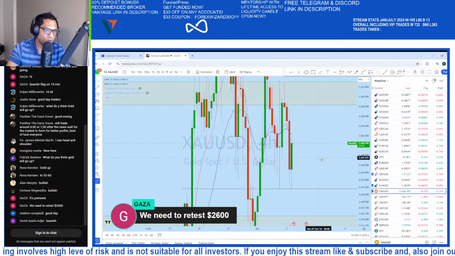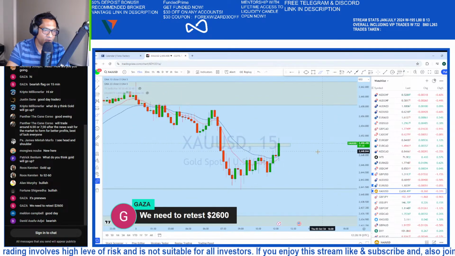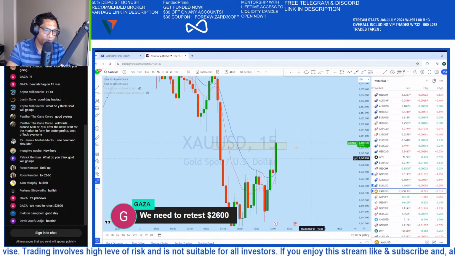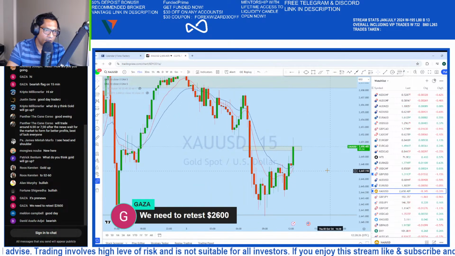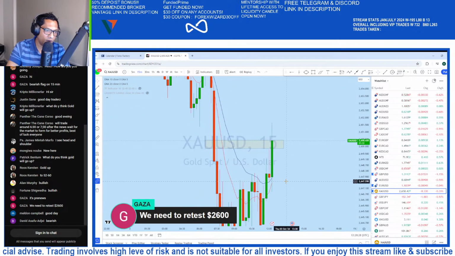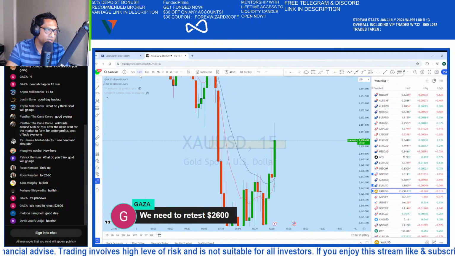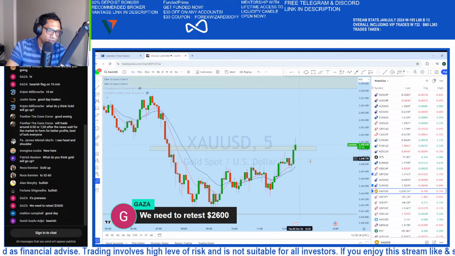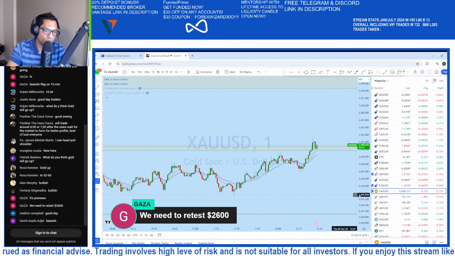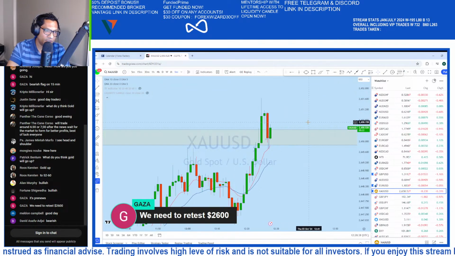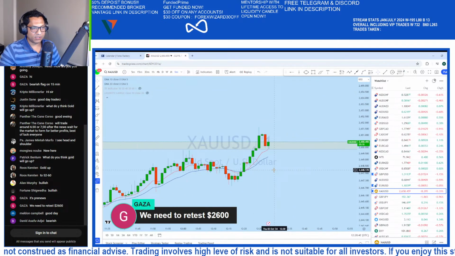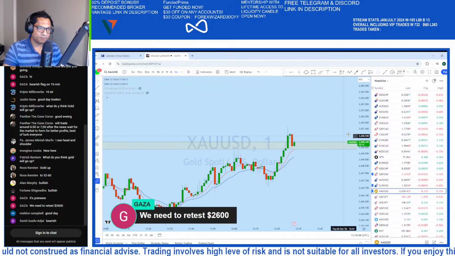If we look at the 15-minute chart, we can see that there is a bullish engulfer on the 15 minutes, and because there is a bullish engulfer, we may see the price continue. If the price doesn't drop well below this level, we might see the price continue to rise again to create a new higher high.